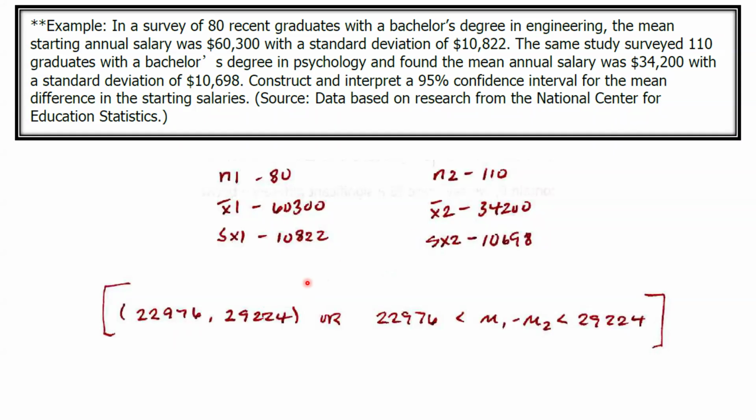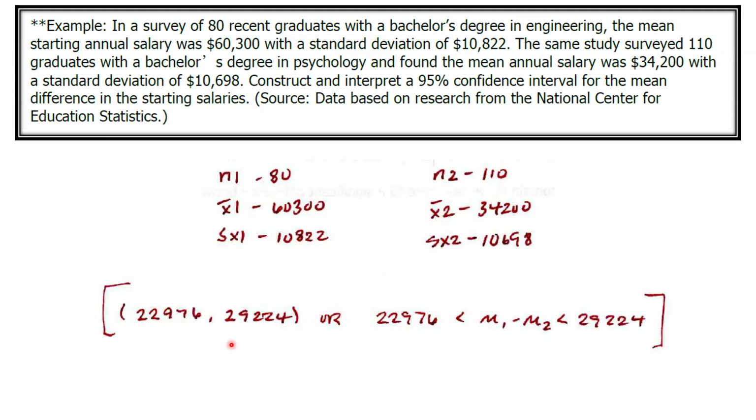What does the confidence interval tell us? Well, we are 95% confident that the true difference in starting salaries is between $22,976 and $29,224. Okay. Remember, I'm saying the true difference in starting salaries. So the difference between engineering and psychology resides within this interval.